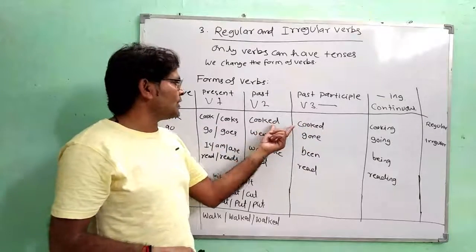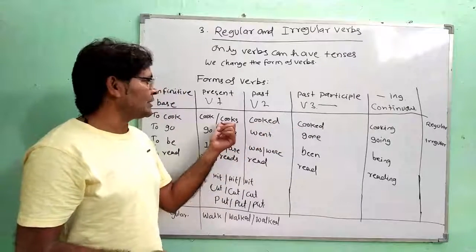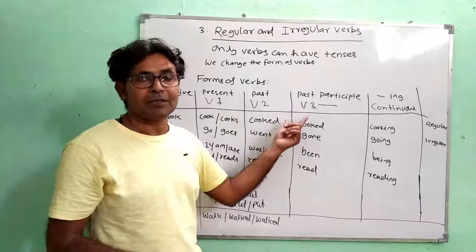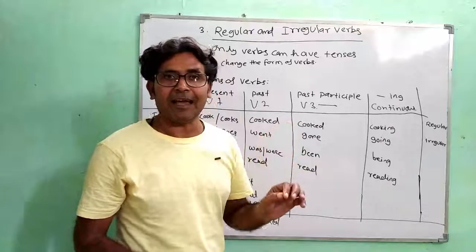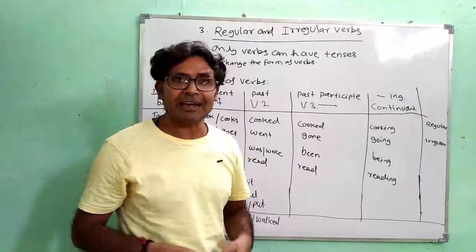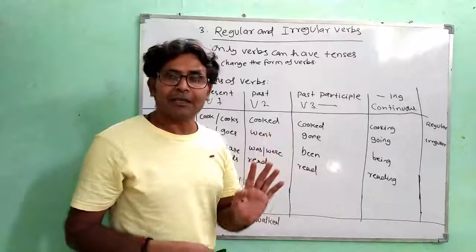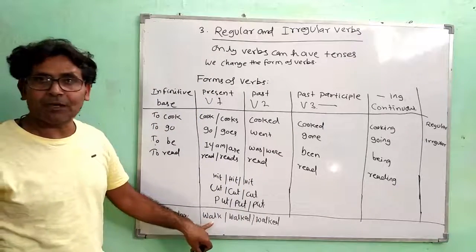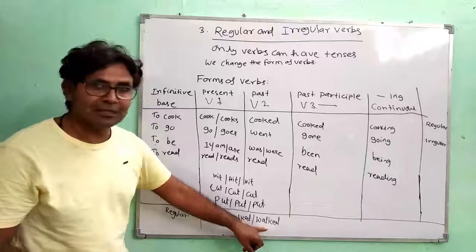So what do you see over here in both of the verbs? We added ed to the main verb, and the past tense and past participle are both the same, which means if a verb has ed added at the end, it is a regular verb. A regular verb always has ed at the end, and the past tense and past participle forms are similar. For example, we will take more examples. Walk is a main verb, and if we add ed, we get walked. This is the past tense and this is the past participle.